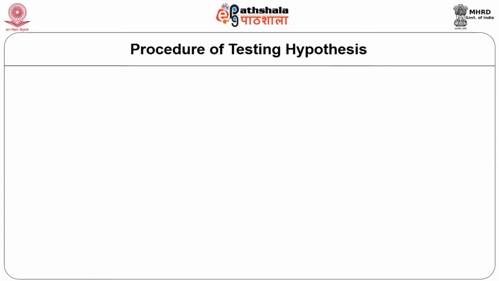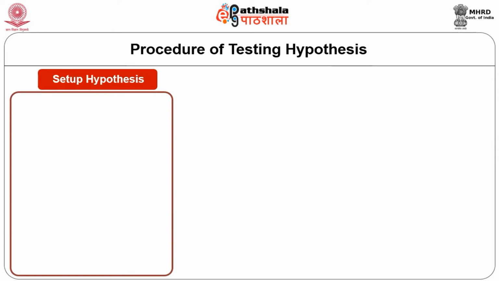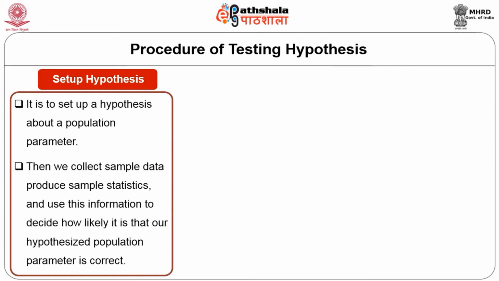Initially, as a first step, you have to set up a hypothesis, that is your original hypothesis. The first thing in hypothesis testing is to set up a hypothesis about a population parameter. Then we collect sample data, produce sample statistics, and use this information to decide how likely it is that our hypothesized population parameter is correct.